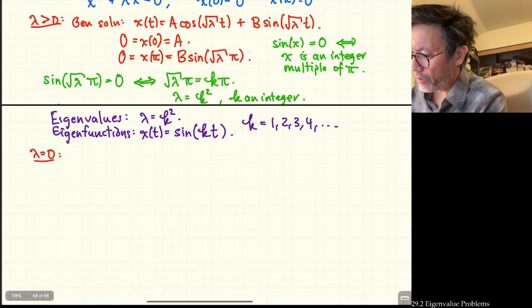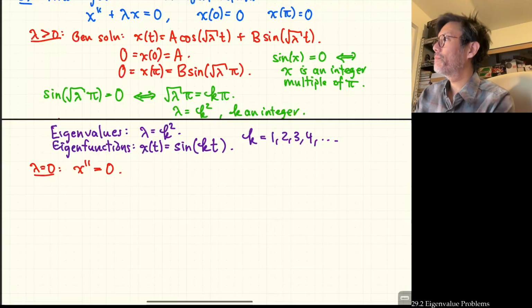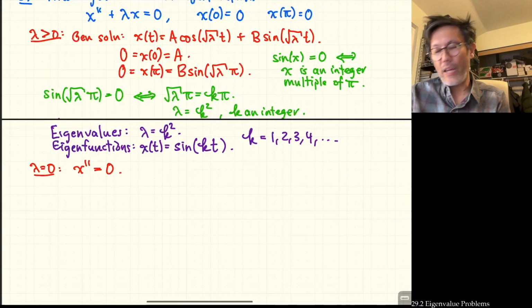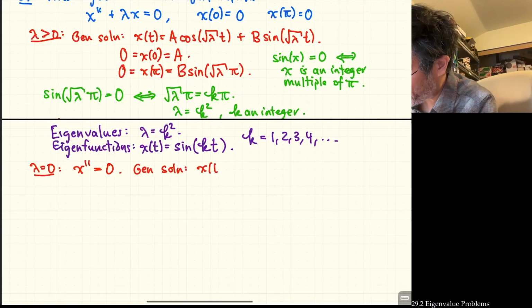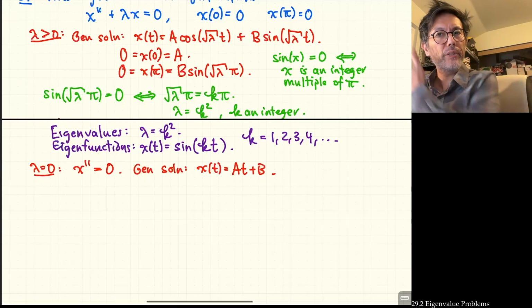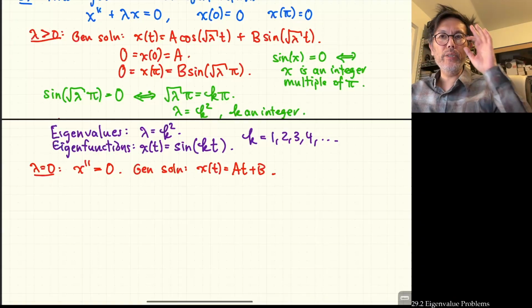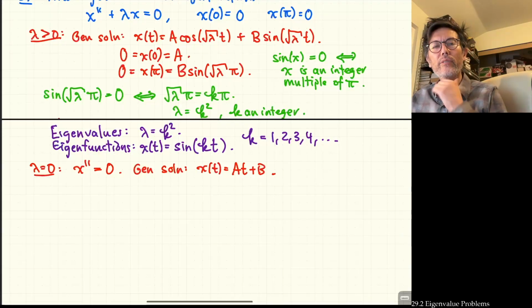Well, if lambda is 0, then our differential equation becomes x double prime is equal to 0. It's very silly. And the general solution here is pretty straightforward. It's x of t equals at plus b. You should check this if you don't believe it. You're going to get a repeated root in your characteristic polynomial. You should know how to do this.